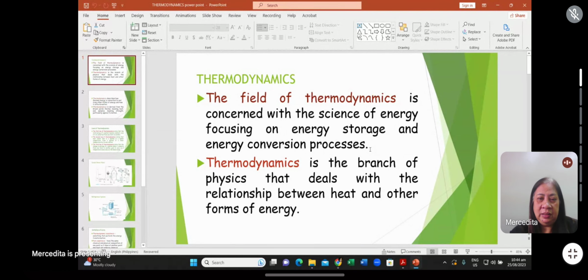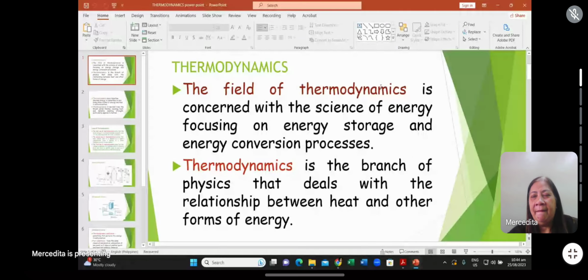Sabi nung isang student, ma'am, ipopost nyo din ba sa Google Classroom yung PowerPoint? Hindi na. Ito naman ay from the textbook din. Kumbaga, kinukuha ko lang yung definition. Para lang sa presentation, di ba?